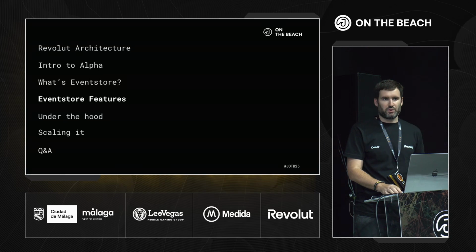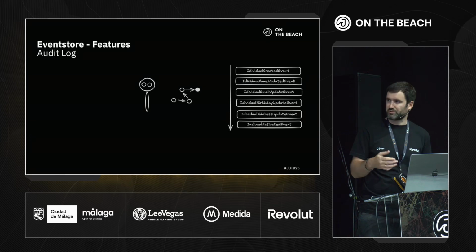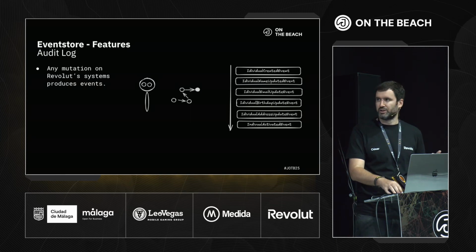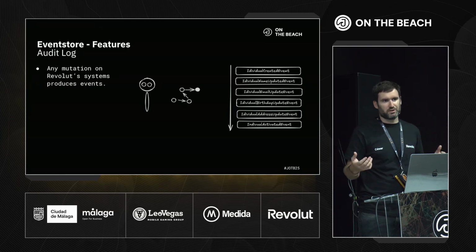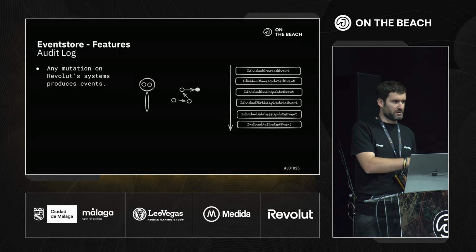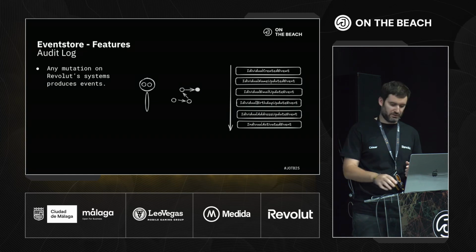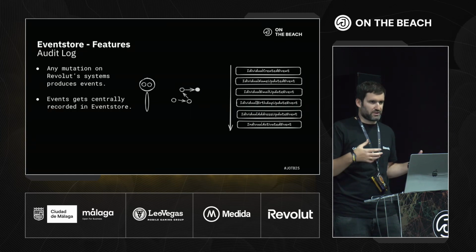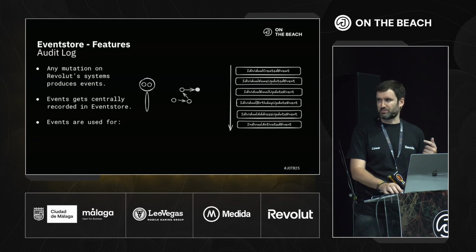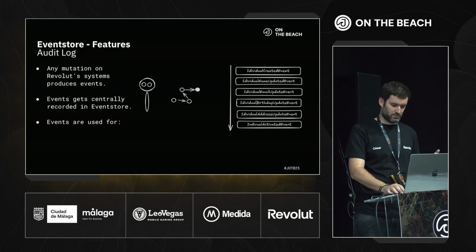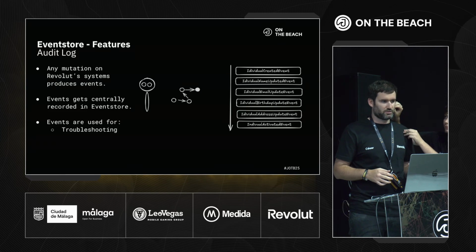In terms of which functionality Event Store supports, we have the audit log. I'll explain briefly, in case people are not familiar. The idea is, as I was mentioning, whenever there is a mutation, something happening in Revolut, we represent it as events, and these events are recorded and stored in this central component called Event Store. These events, you can use them for a few things. You can use them, for example, for troubleshooting.